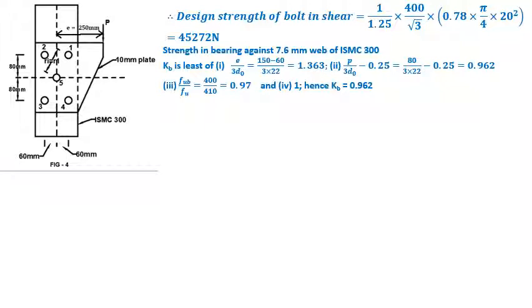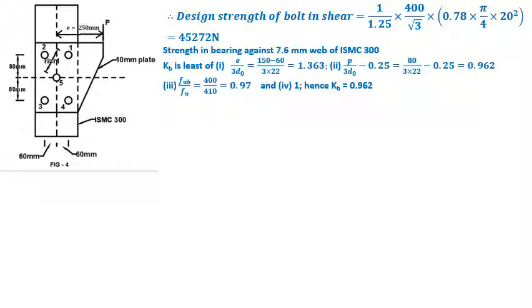The formula is 2.5 kb t into d into Fu upon gamma mb, where kb is taken as least of the following: e upon 3d naught. e is basically 150 minus 60, because the width of web is 300 and its half is 150, minus 60 as given in the figure, upon 3 into 22. kb is 0.63.